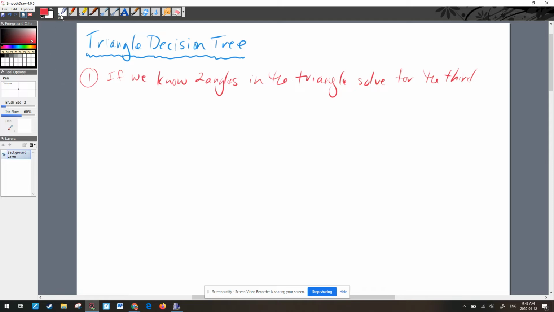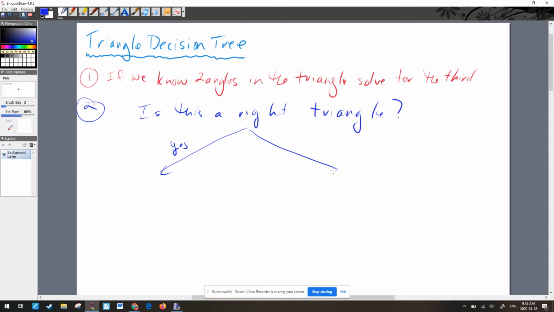And here's where we actually start asking some questions. So the next little step here is we ask the question, is this a right triangle? Does it have a 90-degree angle in it? And of course, there's one of two answers. There is either an answer that is yes, or potentially that there is no, or maybe we don't know. And if we don't know, we have to assume that it's not. So those are our two possible outcomes.